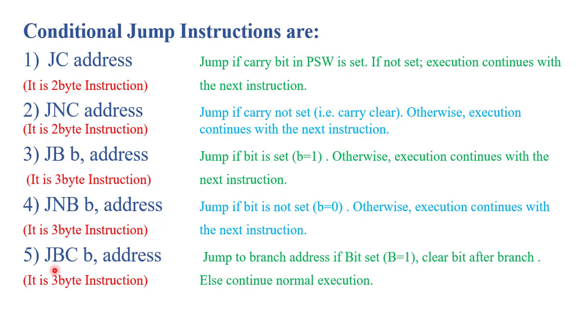Next instruction is JBC bit, address. This instruction tells that jump to the branch address if the bit is set, meaning the bit is equal to 1. Before jumping to the new address, this bit will be cleared. This is also a 3 byte instruction: 1 byte for the opcode, 1 byte for the bit and 1 byte for the address. So the total is 3 bytes.